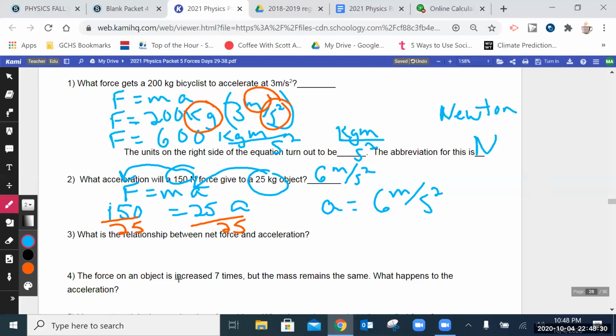Number 3, what's the relationship between net force and acceleration? So we have this equation F equals ma. And if we want, we could put this over 1, and we could put this over 1. And so that just makes it more obvious a proportion, 2 fractions equal to each other. And we see that the net force F and the acceleration A are both on the top of these fractions. And so that means that it is a direct proportion.